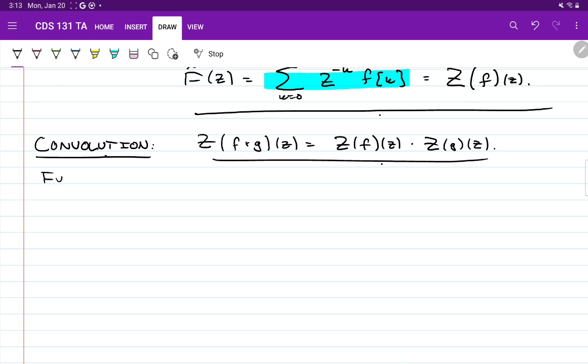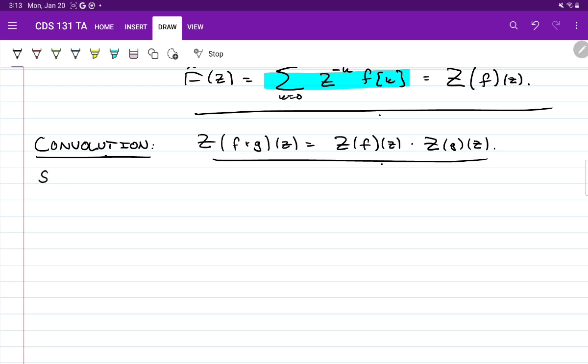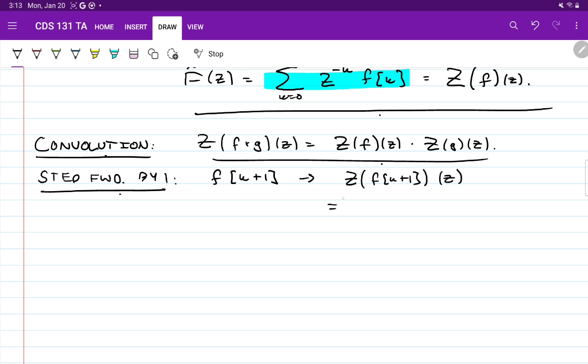One other property, let me call this step forward by 1. This property says that if I have a signal f of k plus 1, versus my original signal f of k, then the Z transform of this signal, Z of f(k+1) evaluated at z, will equal z times f hat of z minus z f of 0. So this is essentially the analog of multiplying by s to get a derivative.